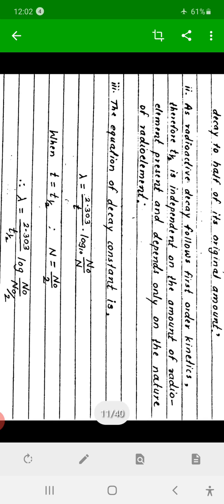That means as time increases, amount decreases. Therefore, slope is negative. As time increases, the amount of radioactive substance decreases, and the radioactivity, the rate of disintegration, also decreases. Therefore, the graph is a straight line with negative slope. This is about the lambda decay constant equation. Remember that equation. Then we discuss the half-life period of a radioactive substance.